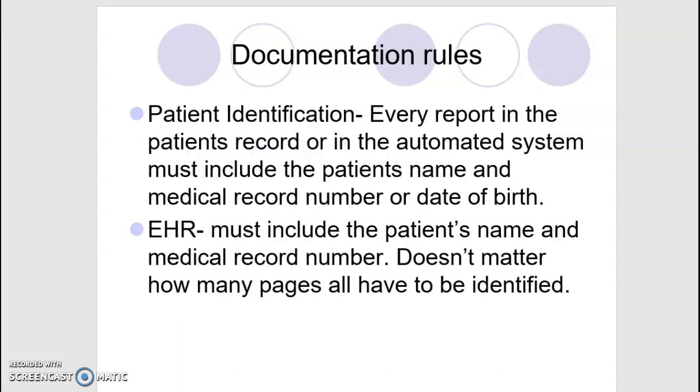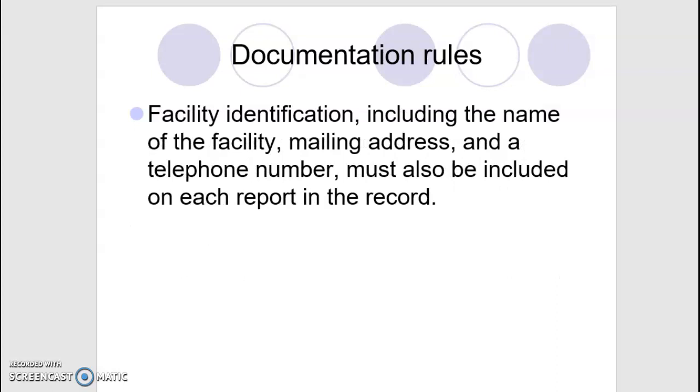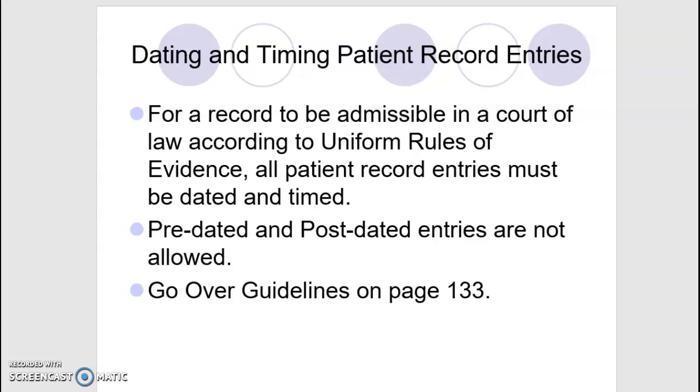Patient identification. The record needs to have the patient's name, number, and date of birth. It doesn't matter how many pages, every page in that medical record has to have the patient's name and medical record number on it. They also need to have facility identification: name of the facility, the mailing address, and telephone number. It must all be included on each report in the record.